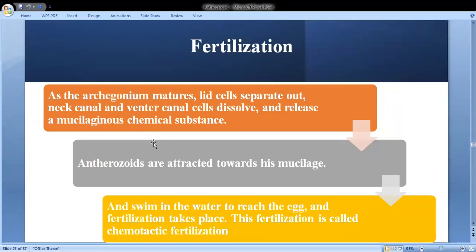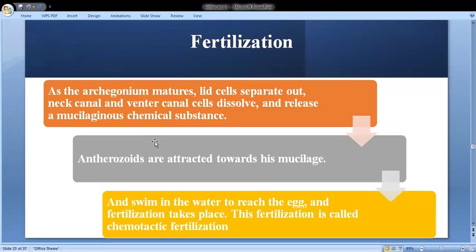Okay, ma'am. So next, this is fertilization. As the archegonium matures, the lid cells separate out, and the neck canal cells and venter canal cells dissolve into a mucilaginous chemical substance. Antherozoids are attracted towards this mucilage, enter the archegonium and swim in the water to reach the egg, and fertilization takes place. This fertilization is called chemotactic fertilization, because the mucilaginous chemical substance attracts the antherozoids. That's why it is called chemotactic fertilization. Okay, this is fertilization.